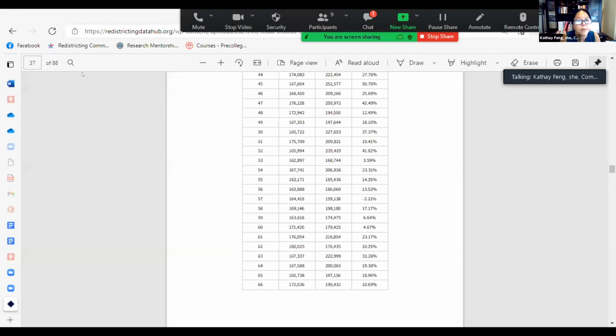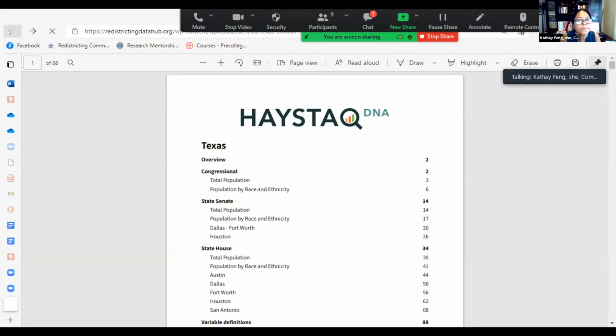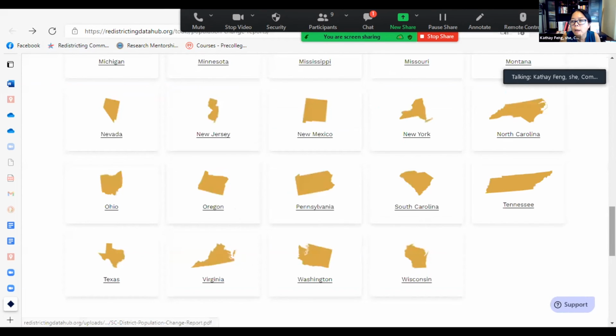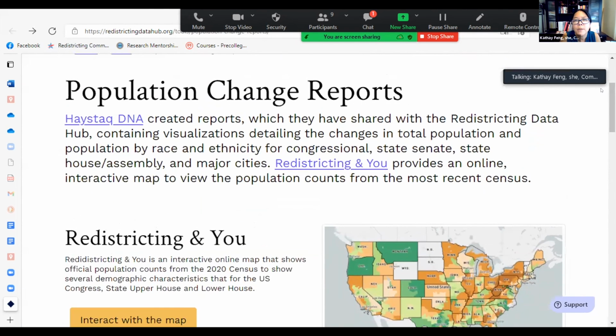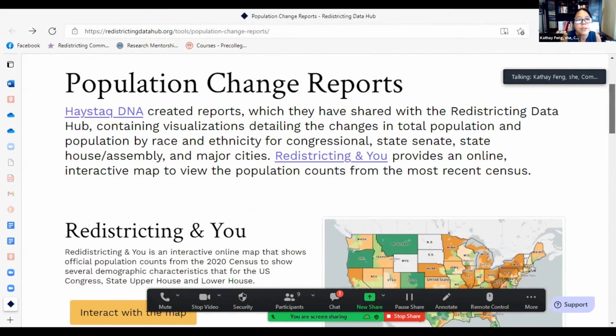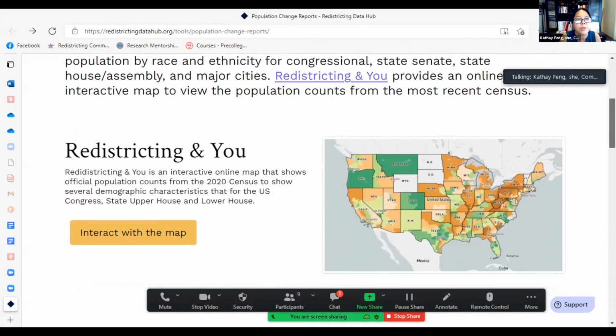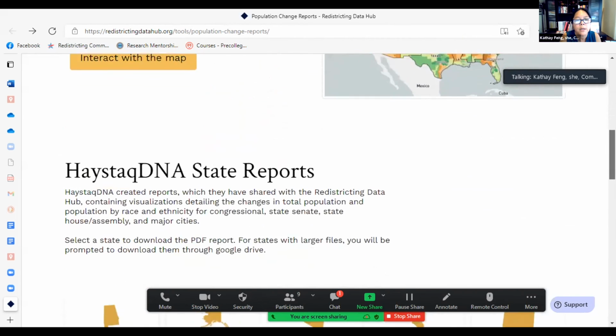I'm not sure if everybody got to see this before. Let me see if I still have it up. I do want to just share with everybody that Redistricting Data Hub just came out with this set of 29 reports for 29 states. You can see at the top, it's redistrictingdatahub.org, and then a bunch of backslash. But if you go to redistrictingdatahub.org, you'll be able to find it.